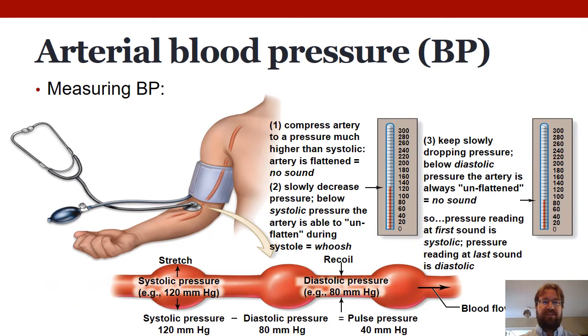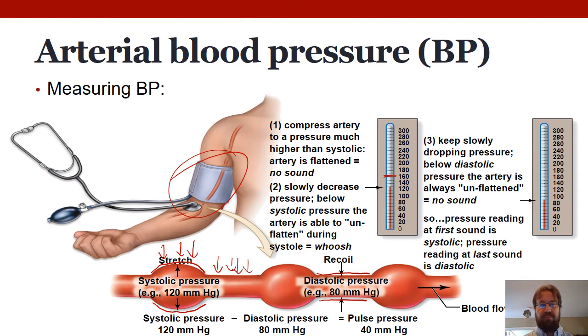This slide shows briefly how we measure blood pressure. The basic idea is that at systolic pressure, the arteries are stretched. At diastolic pressure, the elastic fibers in the arteries recoil them back down to a normal width. We can compress the artery with a blood pressure cuff, and if we compress the artery to a high pressure, say 160 for a normal patient, that's going to be higher than systolic pressure, and also much higher than diastolic pressure.